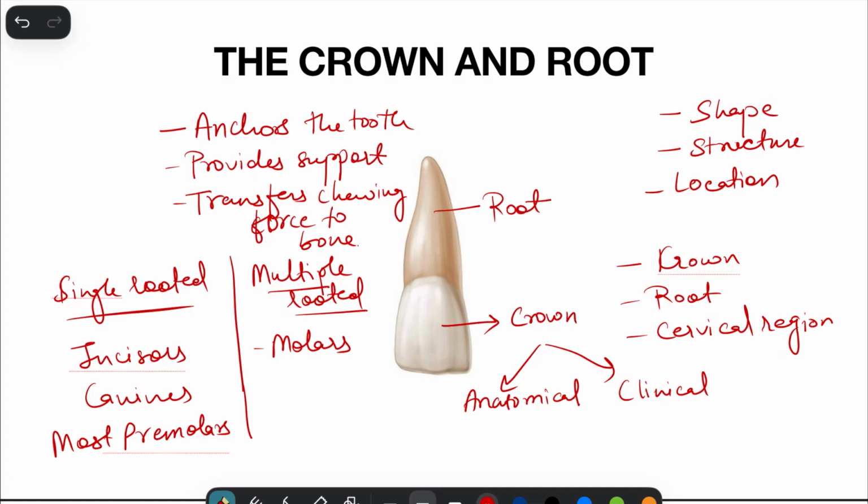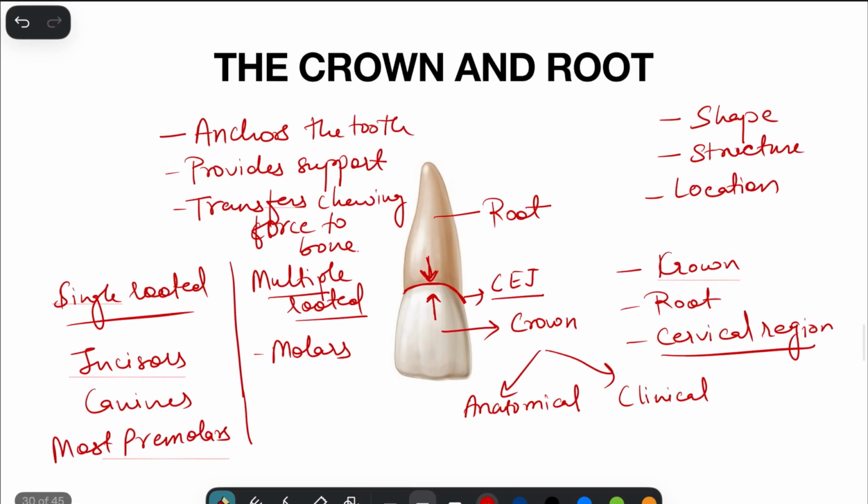Okay, now the cervical region. Cervical region is the area where the crown meets the root. It is also called the cemento-enamel junction, CEJ in short. CEJ because it is the region where the cementum, which is on the root of the tooth, meets the enamel of the crown. That is all about the basic structure of the tooth.